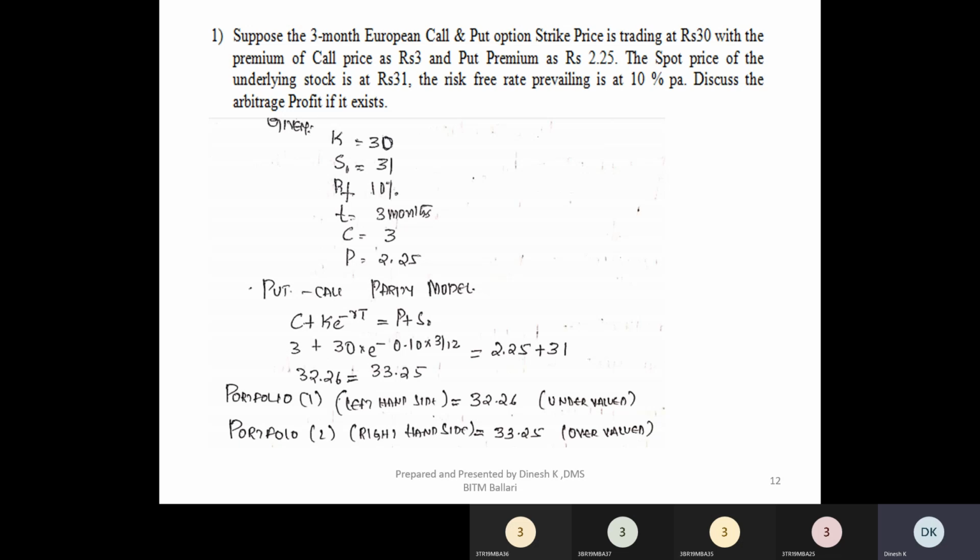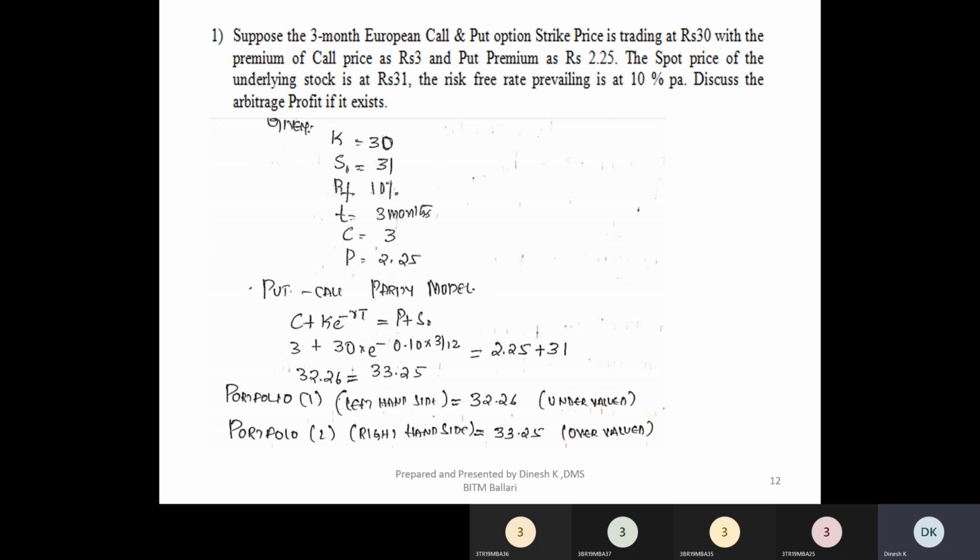As I said earlier, put call parity is useful for two things. One, it will help to know the price of the asset, right? If the call is known and the put option is unknown, you can calculate the put option, or if you know the put option, you can calculate the call option, right? That is one advantage. Second, it is also for arbitrage profit.